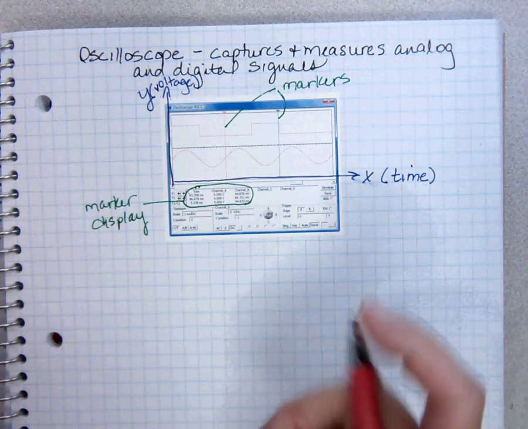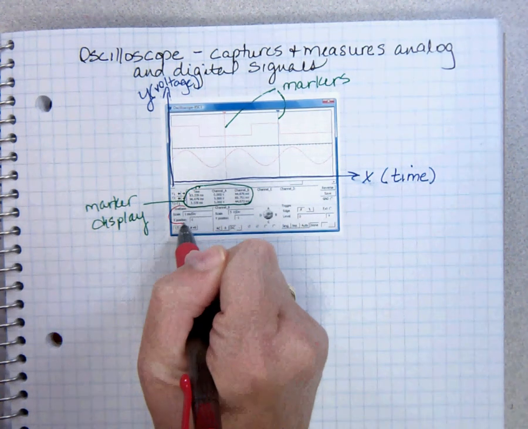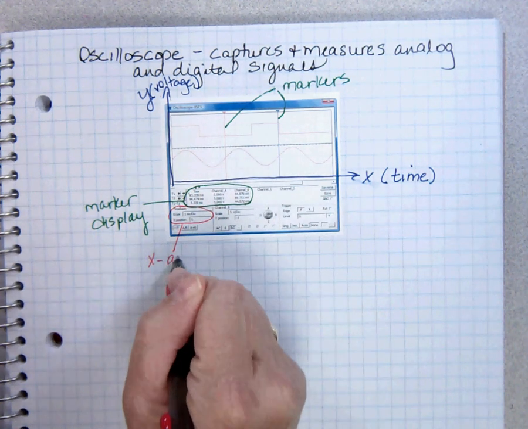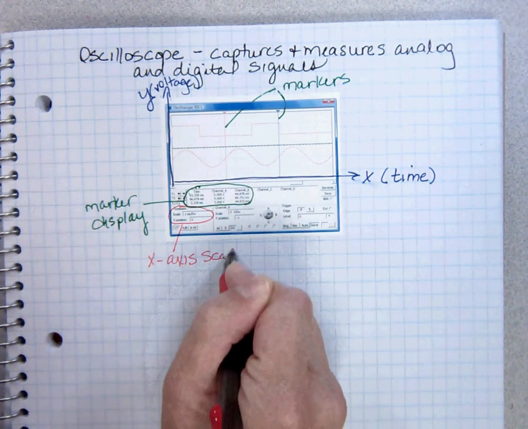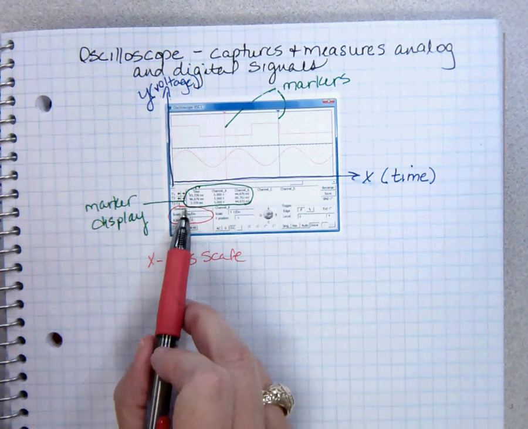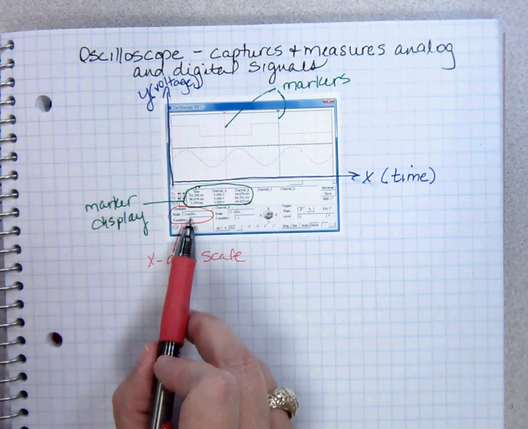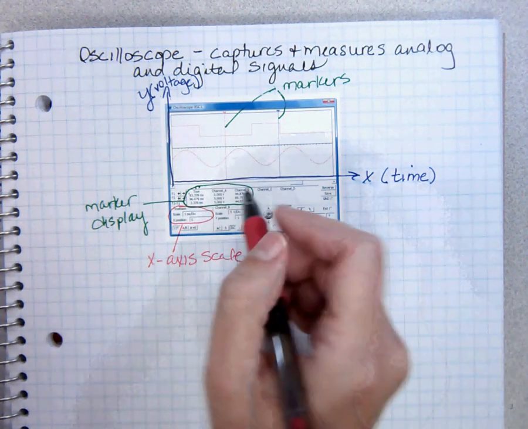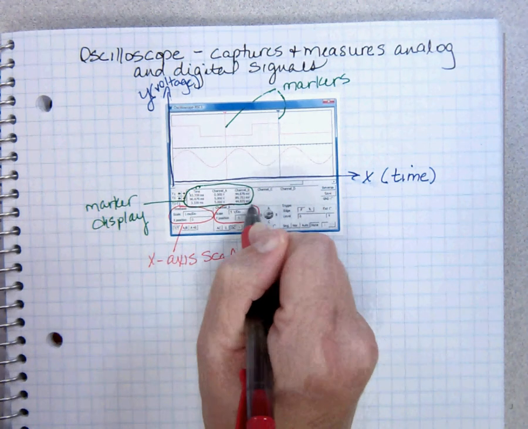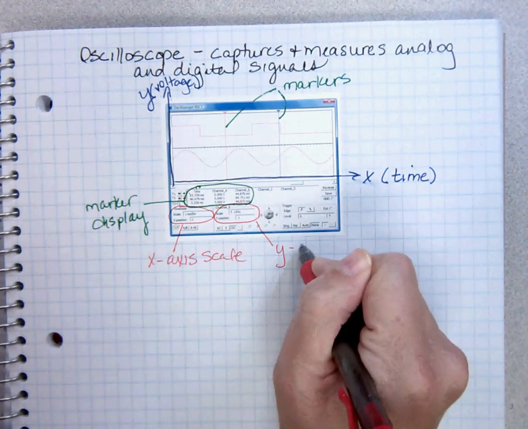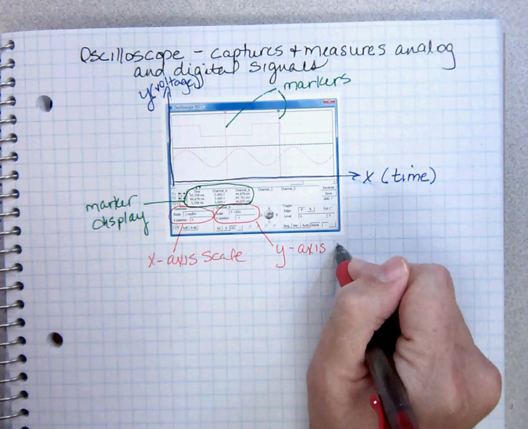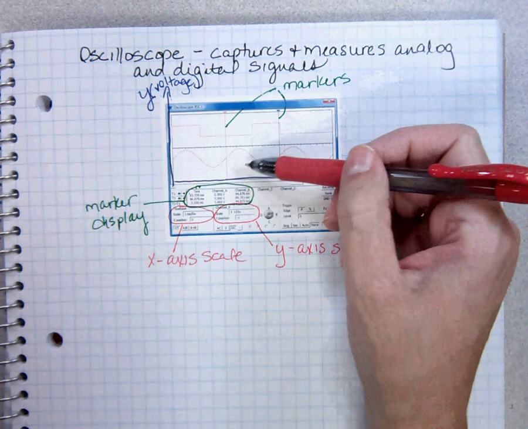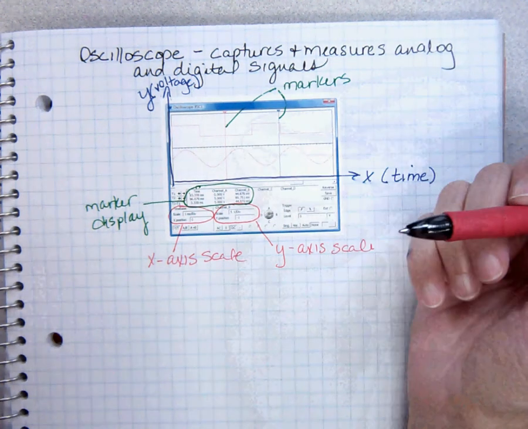Then you have this part right here, which is your x-axis scale. You can see it's 1 millisecond per division, and that's these large divisions here. This one is your y-axis scale, and here you've got 5 volts per division. So each large division measures 5 volts.